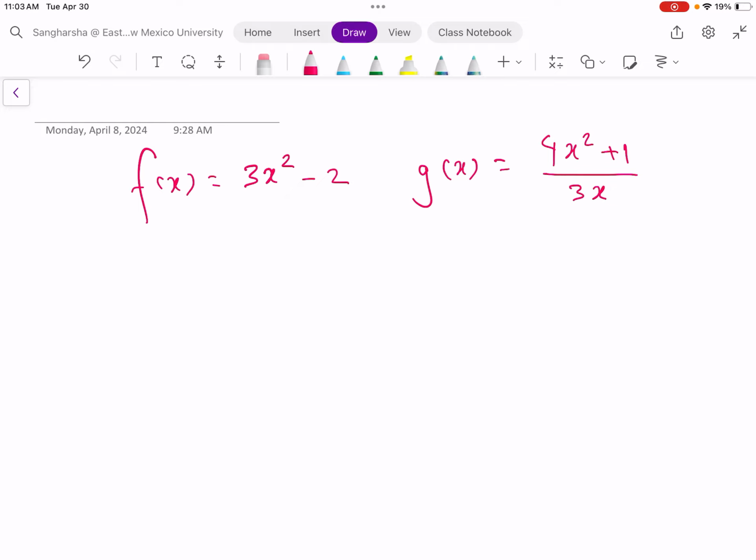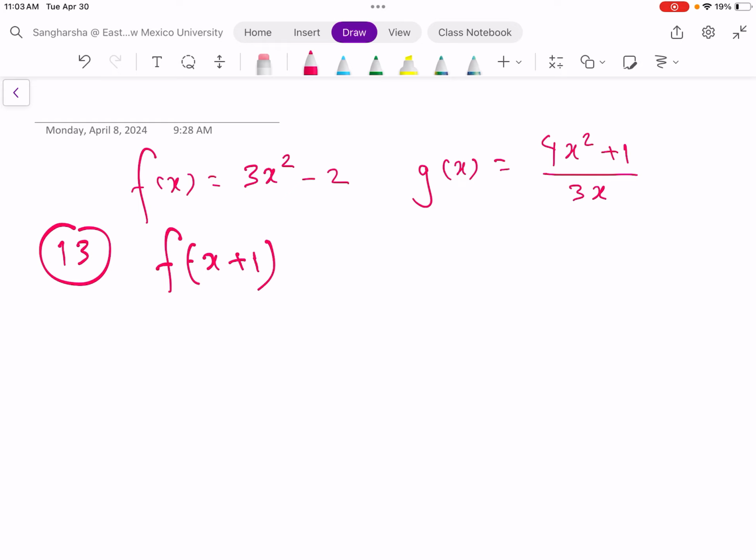Now, what is the one common thing these functions have? Can you just give me one common thing? Their domain is x, right? So both of these functions have a domain x. For number 13, we are asked to find f of x plus 1.